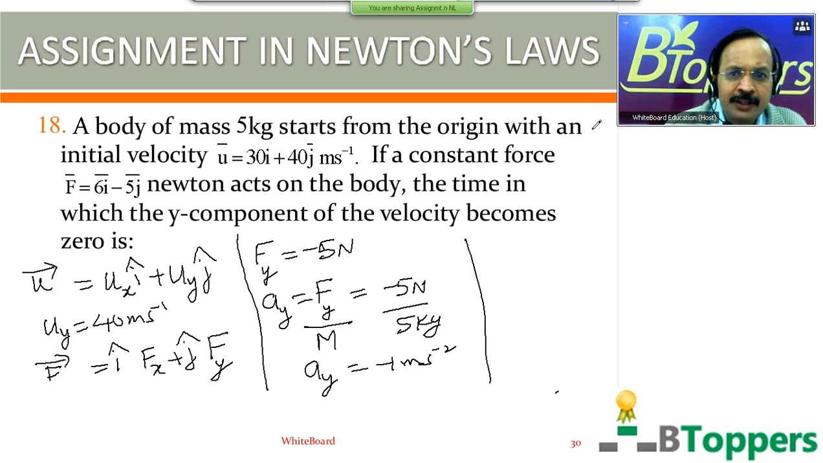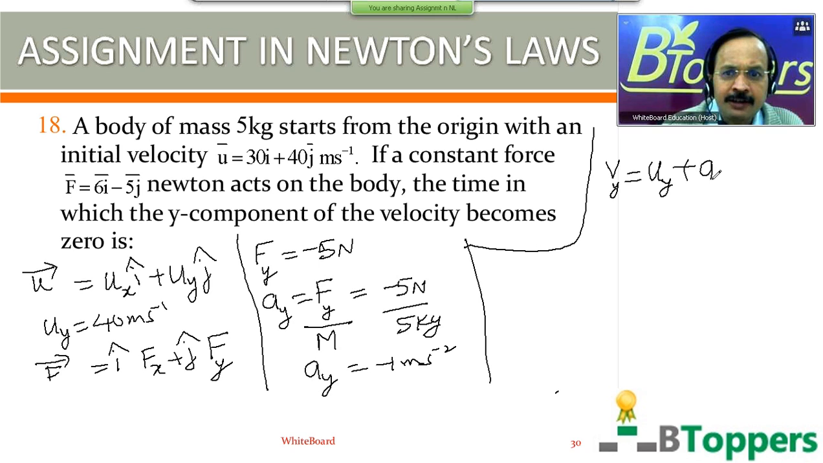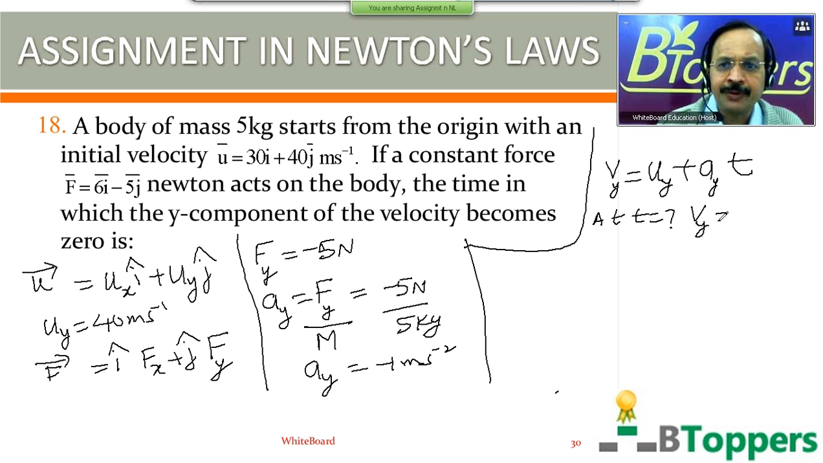So you can use the equation v equal to u plus at for motion parallel to the y-axis. The y component of final velocity at time t is the y component of initial velocity plus the y component of acceleration times time. That is Vy equal to Uy plus Ay t. So you have to find the time after which Vy becomes 0. So you can substitute Vy equal to 0 on the left side to solve the problem.